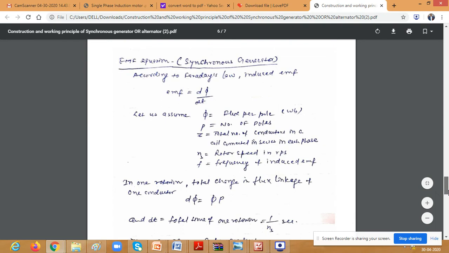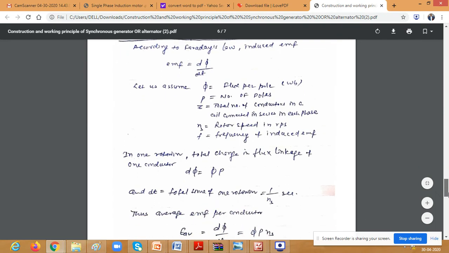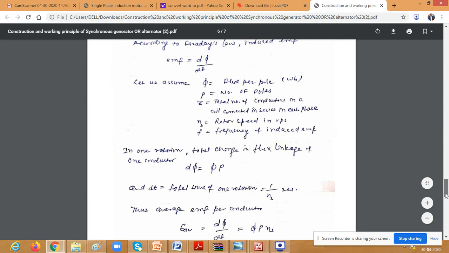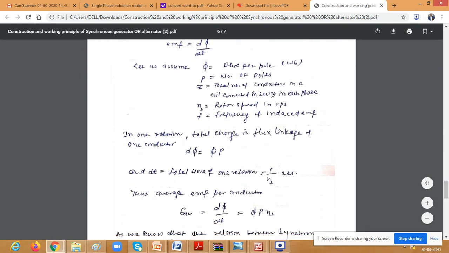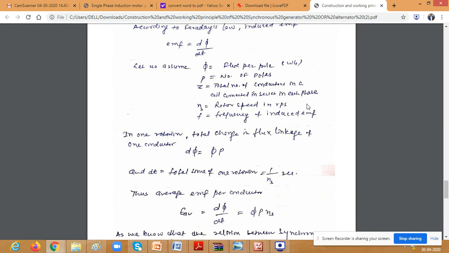Now the EMF equation of this. According to Faraday's law, the induced EMF is equal to the rate of change of flux. Let us assume the flux per pole is phi, the number of poles is P, Z is the number of conductors in a coil connected in series with each phase, Ns is the rotor speed, which is the synchronous speed, and f is the frequency of the induced EMF. In one rotation, the total change in flux linkage of one conductor is given by P times phi, where P is the number of poles and phi is the flux.